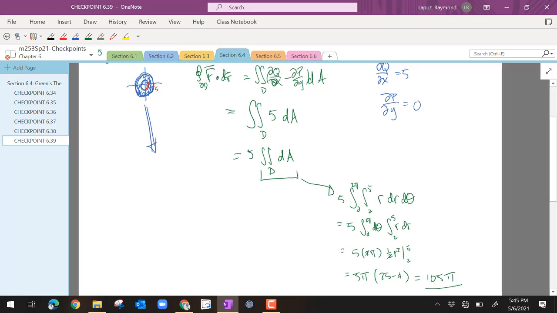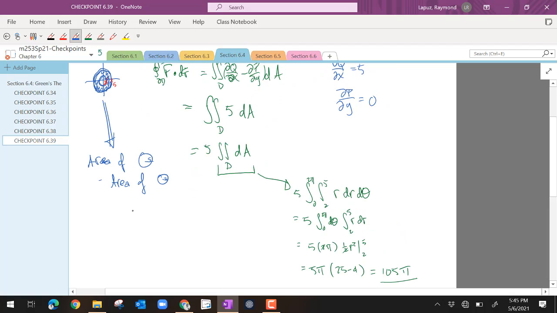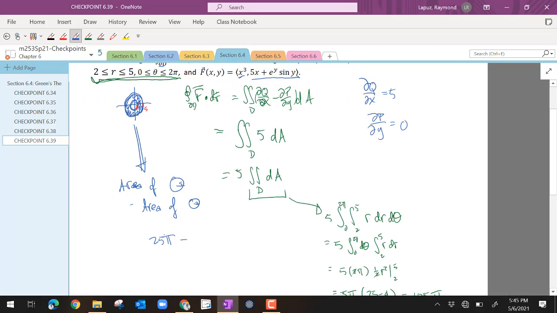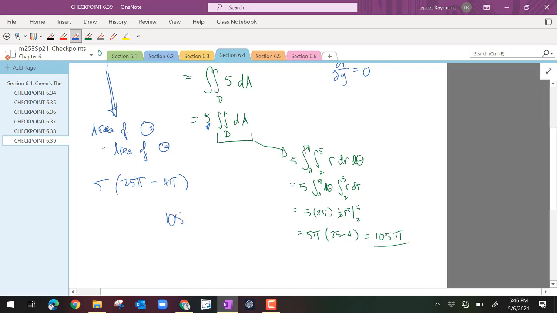The area, so it's the area of the circle radius 5 minus the area of the circle radius 2, and so pi r squared would be 25 pi minus pi r squared for radius 2, so that's 4 pi, and this whole thing was multiplied by 5, so let's multiply that by 5 and we'll get the same result. 105 pi. All right, I hope that helps.